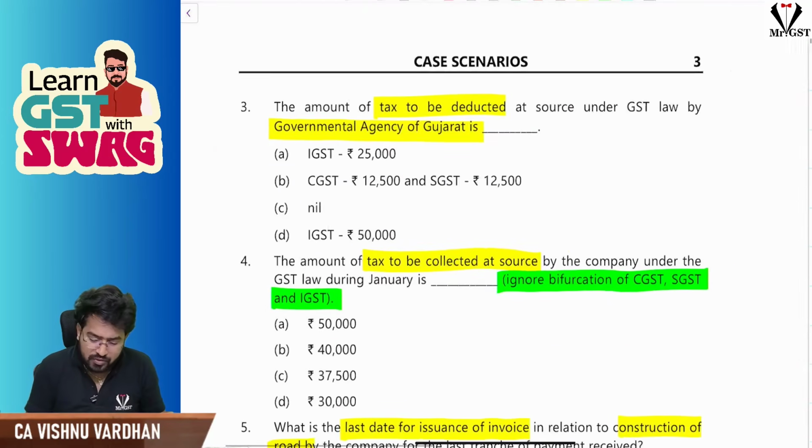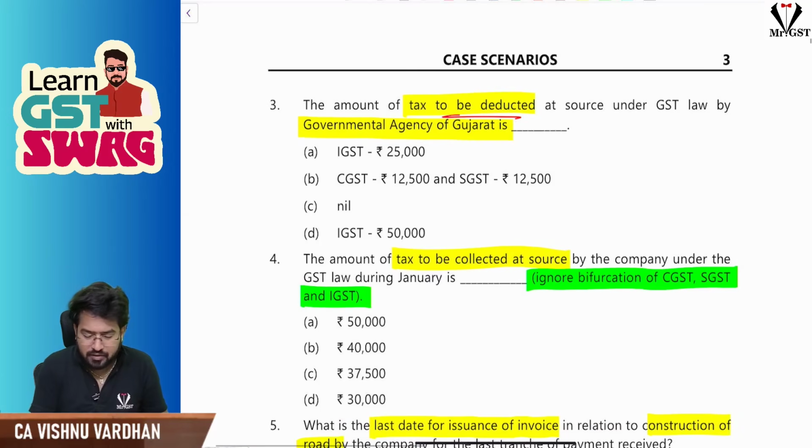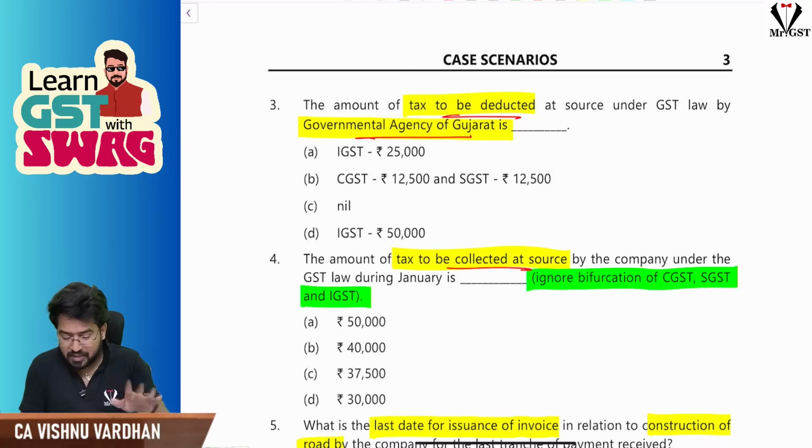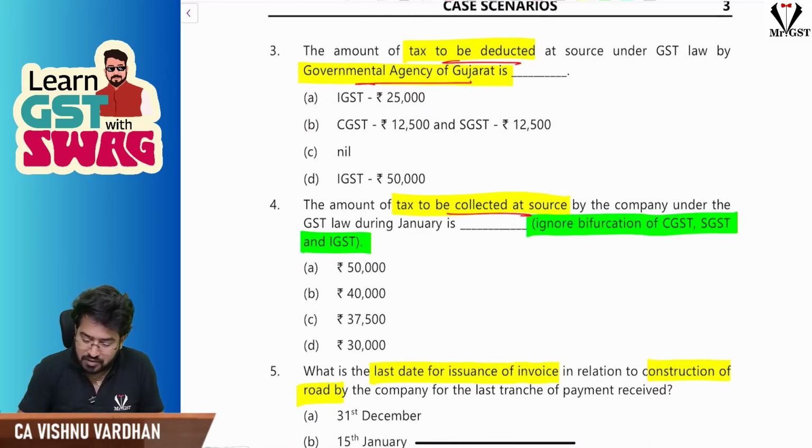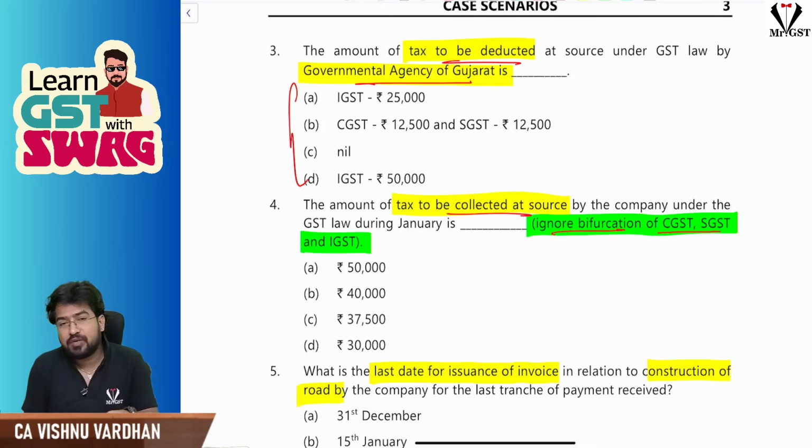Next, in this question, they're asking what is the tax to be deducted for a governmental agency of Gujarat. In this, they're asking about tax to be collected, so this is a TDS question, this is a TCS question. Another interesting part is that they are not asking you to ignore CGST, SGST, but they are asking you to ignore the bifurcation of CGST, SGST. So please be careful here.